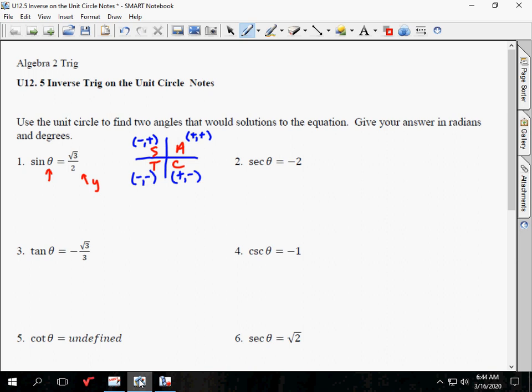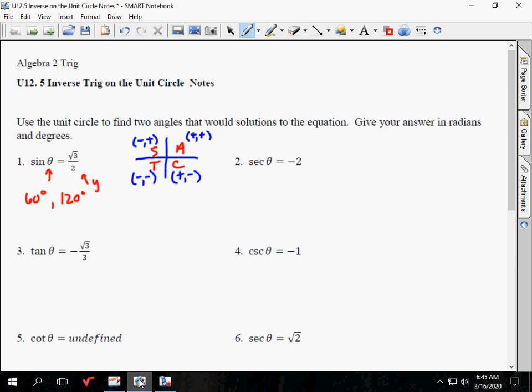quadrant 4. All right, so going back to this first question, for sine, we want to look at in what two quadrants is the sine positive, because positive root 3 over 2 is what we're looking at. Well, sine is positive in 1 and 2, so we only have to look in quadrants 1 and 2 to get our answer. We're looking at when the y coordinate is root 3 over 2. It's going to happen at 60 degrees, and then it happens again directly across from it at 120 degrees. So 60 degrees and 120 degrees.